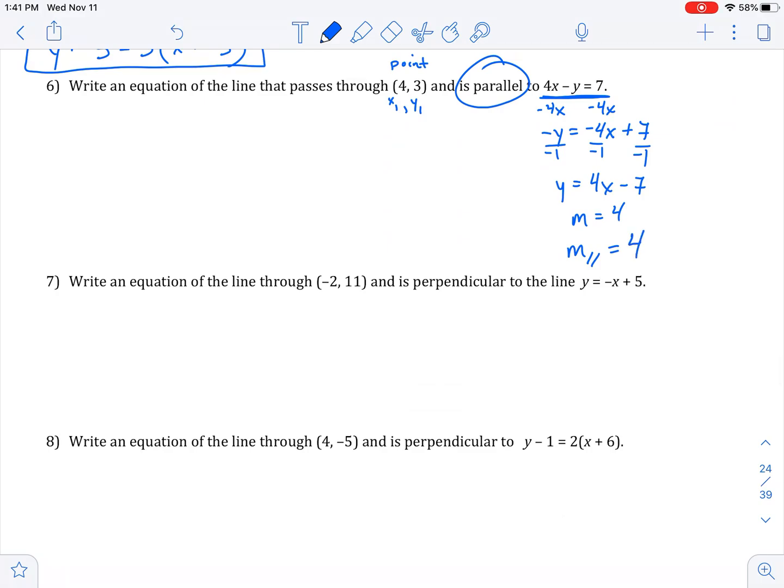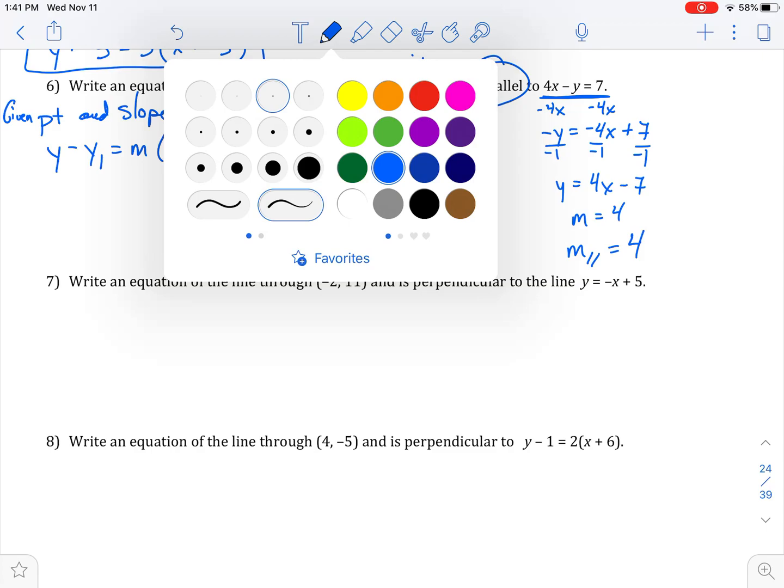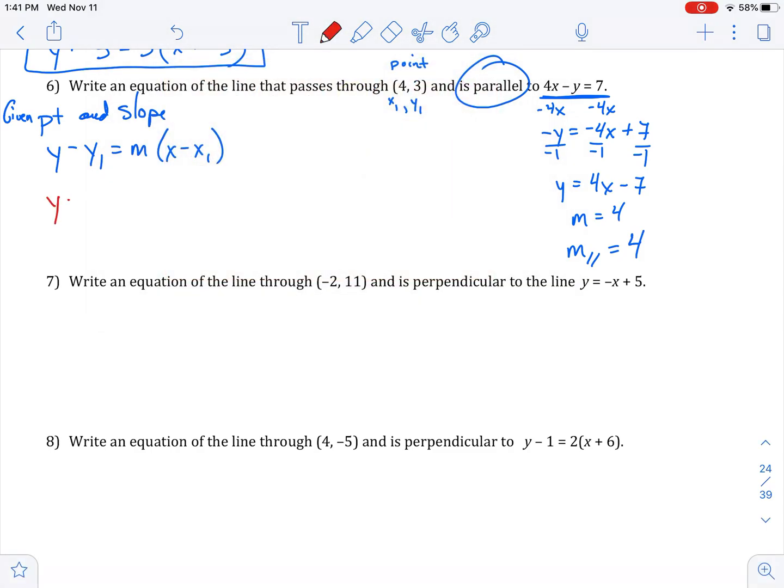Again, given a point and the slope, we're going to start in point slope form. If I write this in point slope form, it's y minus the y coordinate equals 4 times x minus the x coordinate, which was also 4. And there we have it.